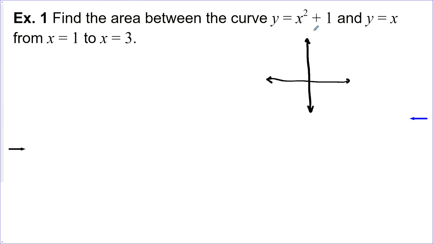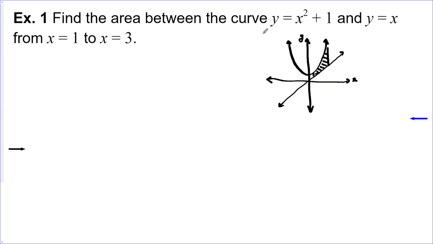So this one's a parabola. It opens up. It has a vertex at (0, 1). So it would look something like this. And then we have this function y equals x, and it would look something like this. So you can see that the parabola is higher, so we'll be subtracting this linear from the parabola. And we're going from x equals 1 to x equals 3, so something like this would be our area.